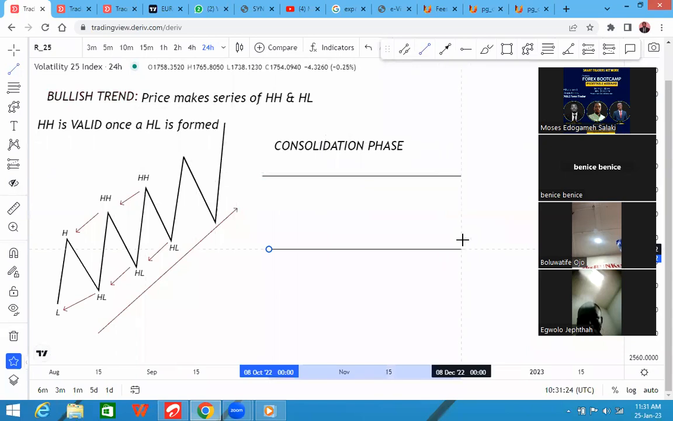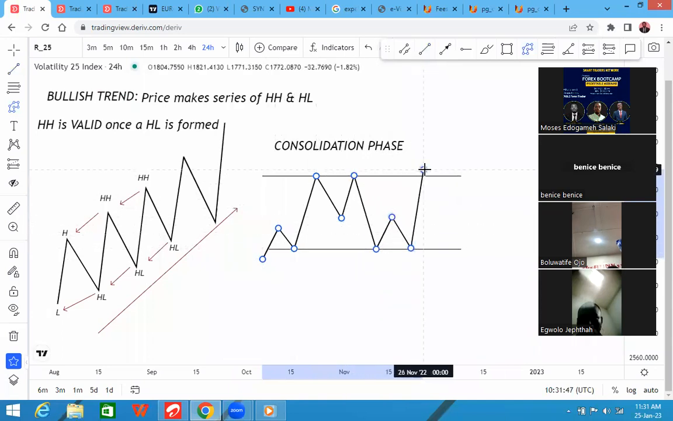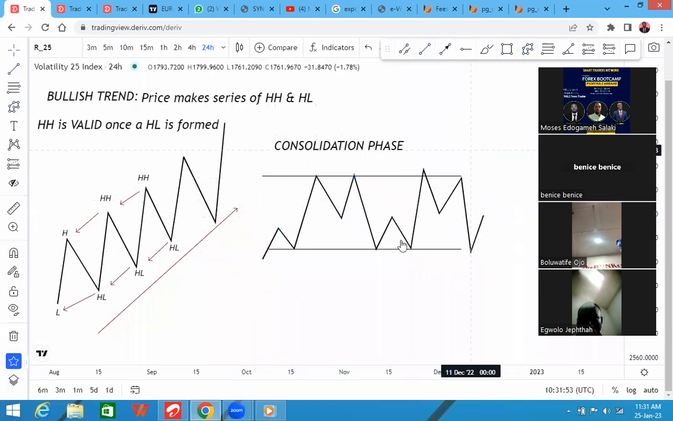Like there is support and resistance. Price tends to go in a zone. So you have something like this. Price can be trading, let's say from down. It will bounce off this support, goes up, touches a resistance, maybe creates something like this, and comes back to this. And price tends to move within this region. This is what we call consolidation phase.